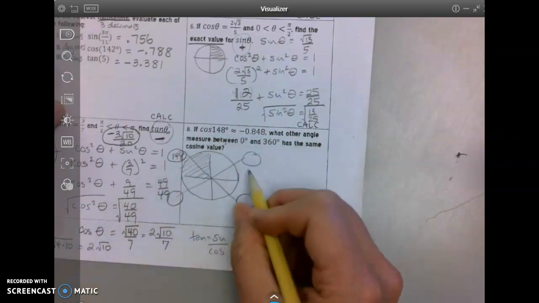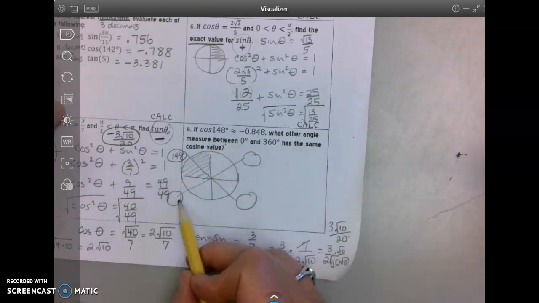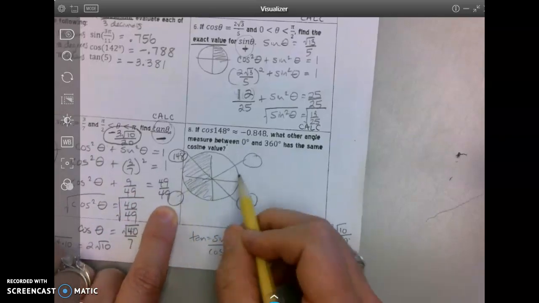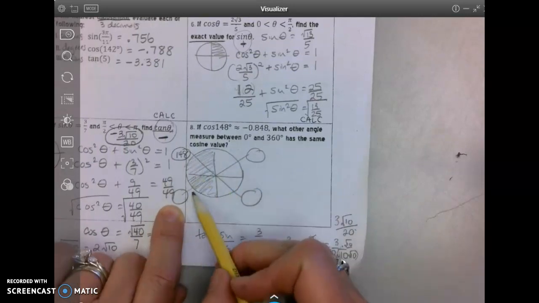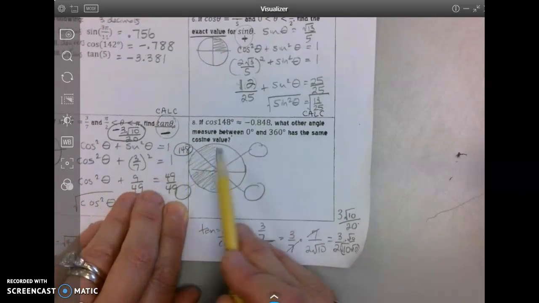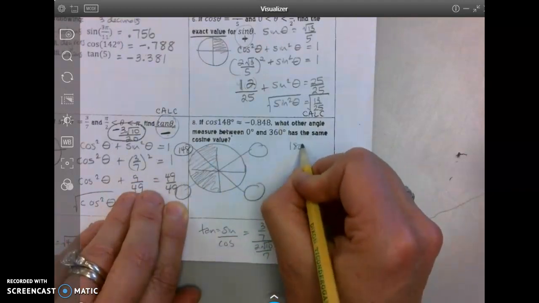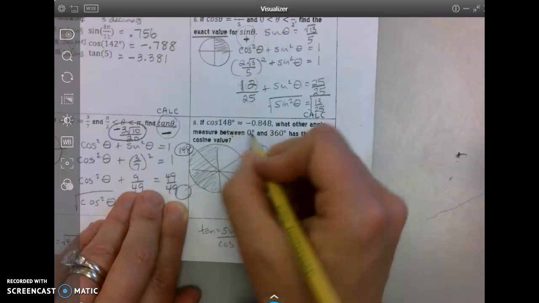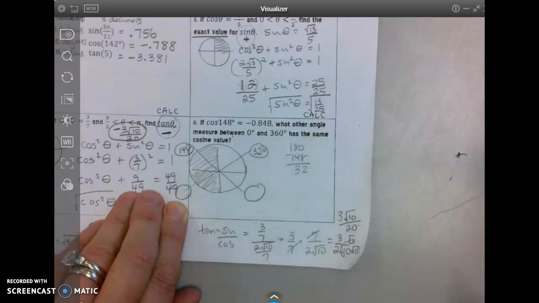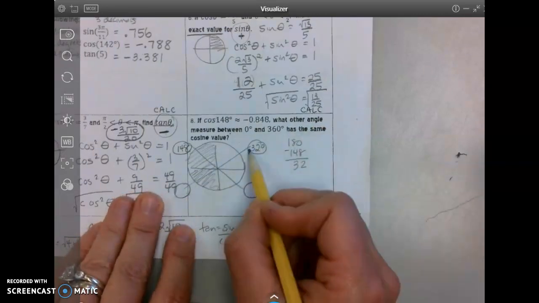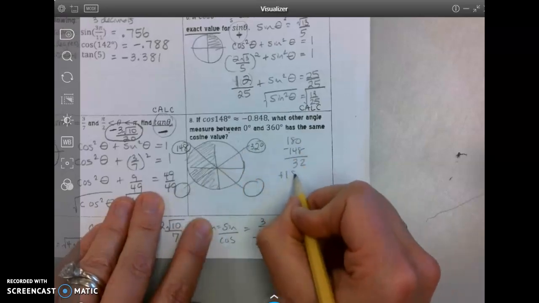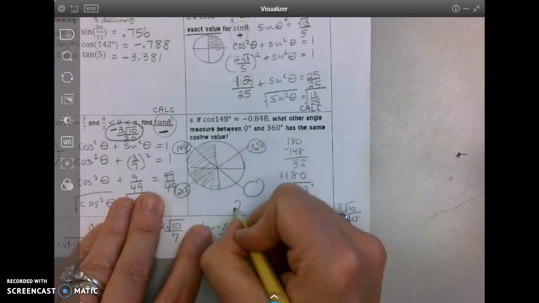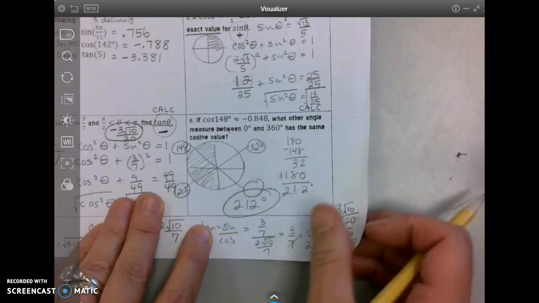And I need to think, where else is cosine negative? That would be over here. So this is the other angle that I'm looking for, because this is also where cosine is negative. Alright, well, I've got to figure out what this angle is. I know these two together have to add up to 180. So 180 minus the 148, that would be 32 degrees. This is 32 degrees. And this angle here is 32 plus 180, 212 degrees, so that's my answer, 212 degrees.